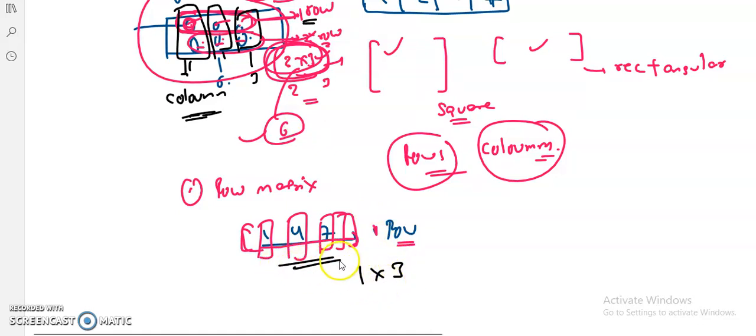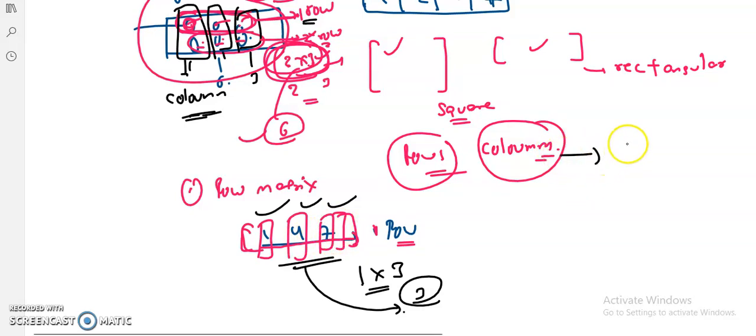So the order or the size of this matrix is 1 by 3. And 1 by 3, if I multiply 1 and 3, it is equal to 3. So how many elements are there? 1, 2, 3. 3 elements are there. So that is this thing. So 1 is the first element, 4 is the second element, and 7 is the third element. So like that we can place.